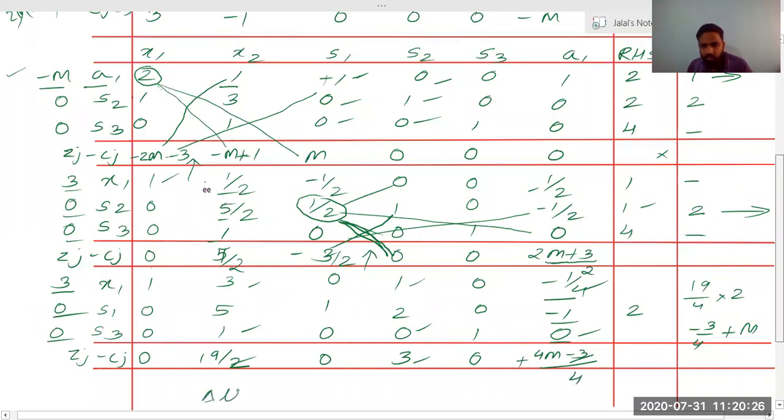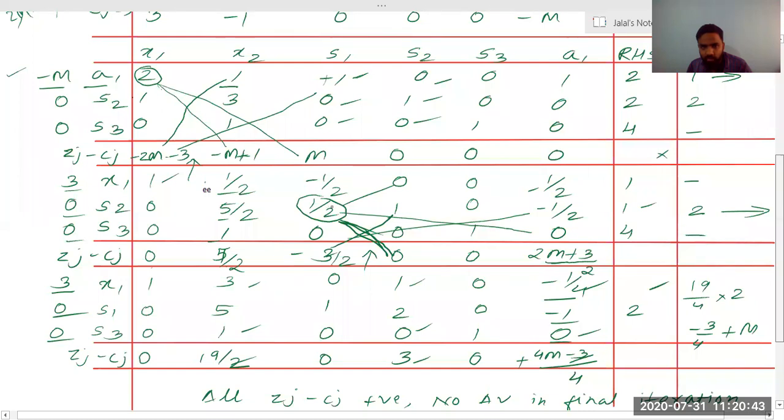So what we have seen is that all Zj minus Cj are positive, and there is no artificial variable in the final iteration. I hope we are getting this. There is no artificial variable in the final iteration. So we will get the solution if we find this value.